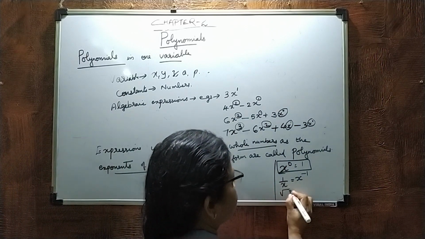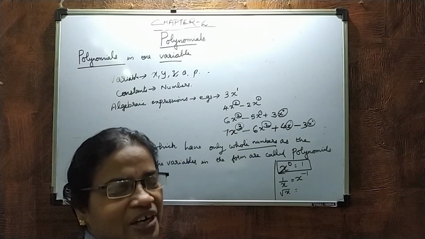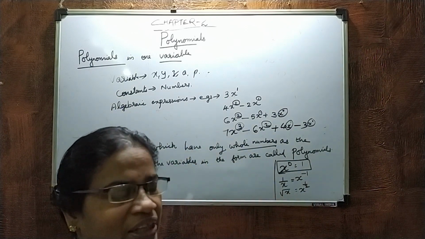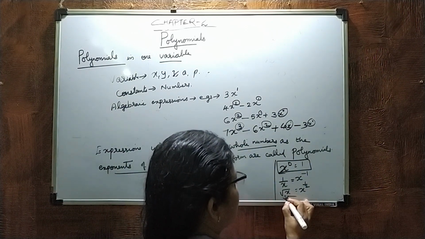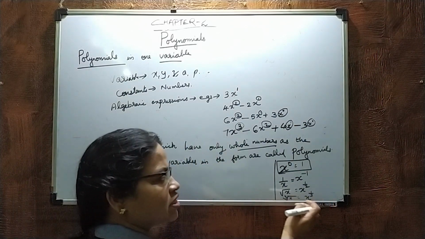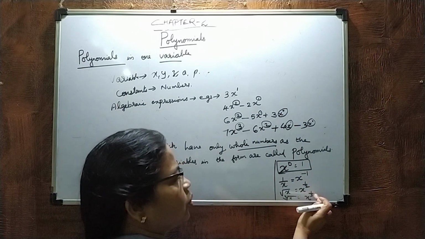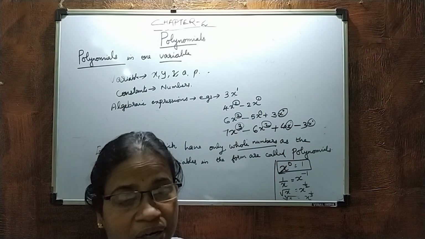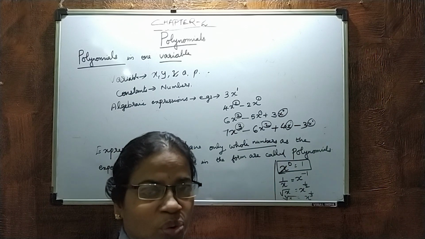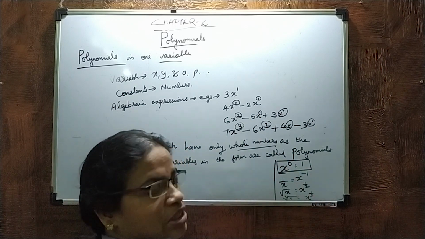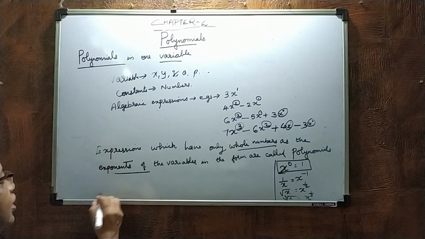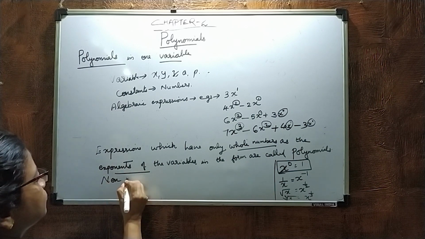What about root x then? What is the exponent of root x? It is x raised to 1 by 2, right? Then what about cube root of x? Cube root of x is equal to x raised to 1 by 3. Now look at the powers: it is negative 1, here 1 by 2, here 1 by 3. Is negative 1 a whole number? No. What about 1 by 2? No. What about 1 by 3? No. So, when things like this come, it won't be a polynomial. I'll just write it now: non-polynomials.